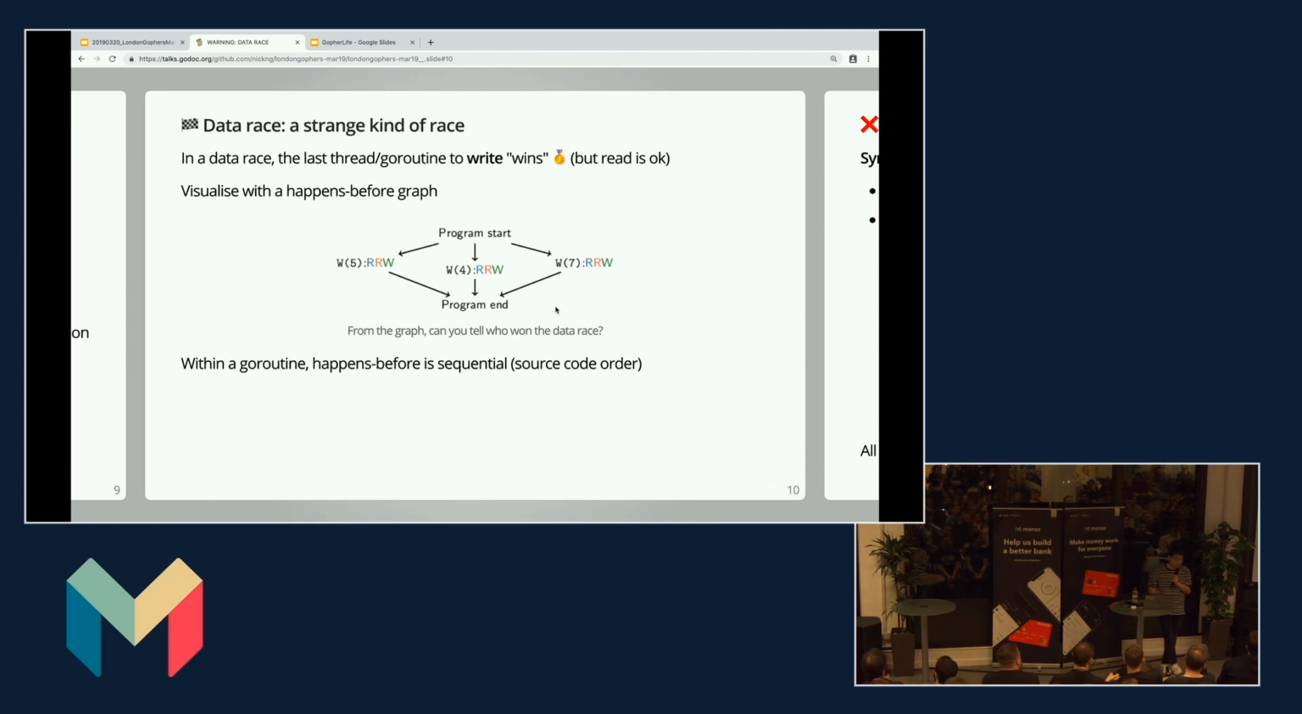The arrows here, again, represent the happens-before relation. Each of the threads happens after the program started, and then the program ends after all the three threads finish. But notice that there's no happens-before relation between any of the three threads. Within a Go routine, the happens-before relation is sequential, so it follows the source code order. The RRW in each of the Go routines will still be a straight line. That's okay. But as you can see, there's no ordering between all the three Go routines, and so you have a data race. They have to compete to be the last to write to the shared balance variable.